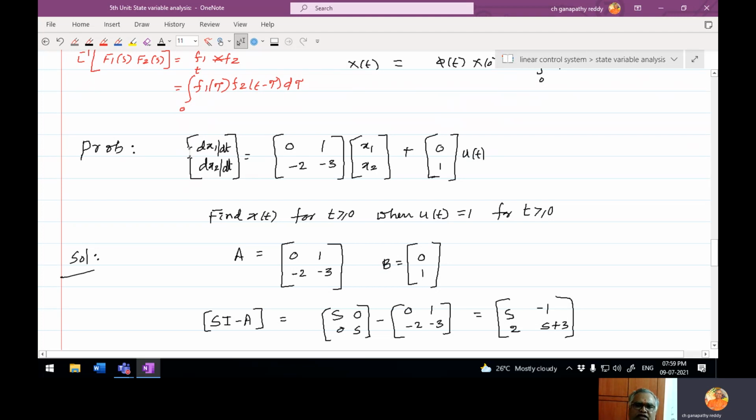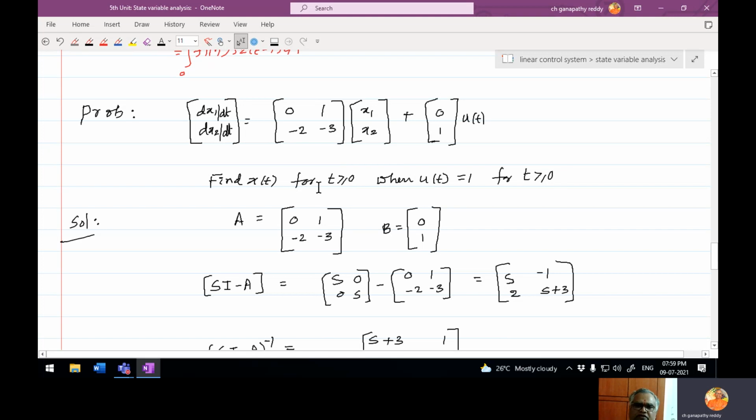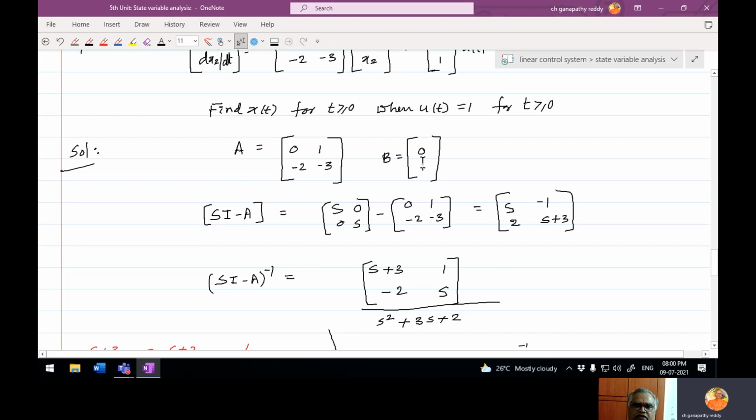I told you, dx/dt means dx1/dt, dx2/dt, two variables. So 2 by 2 matrix, x1, x2. They are the state variables. This is the A matrix, A x(t) plus B, the B matrix, U(t). Find x(t). What is x(t)? State transition equation. For t greater than 0, when U(t) equals 1, unit step is applied, find x(t). That's what is asked. So this is the A matrix, this is the B matrix.